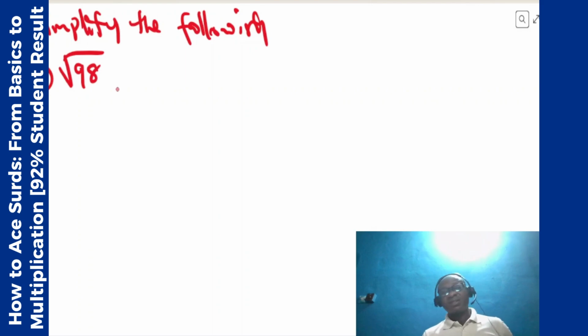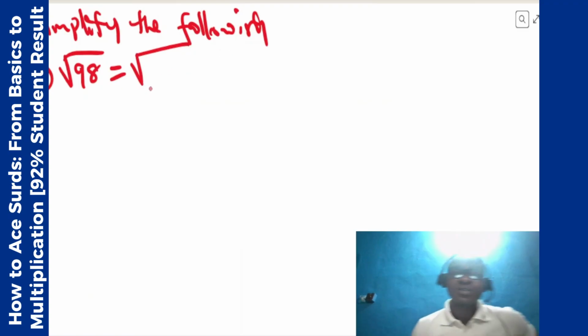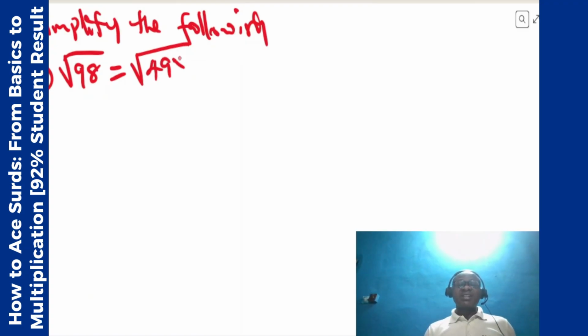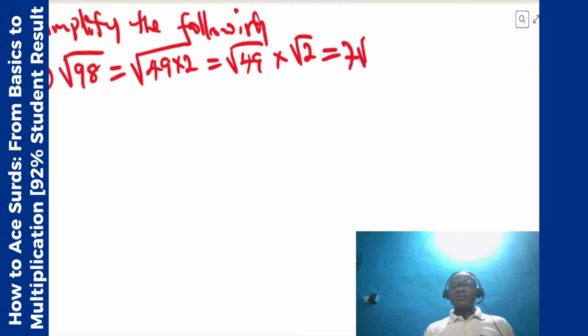Simplify 98, okay? So what we are going to do here is to find a factor of 98 that must be a perfect square. Those numbers I have given you, their square roots are called perfect squares. So here I can decide to write 98 as 49 multiplied by 2, which means the square root of 49 multiplied by the square root of 2. But the square root of 49 is 7. Then we write root 2 attached to it. What that means is that root 2 is in the basic form because there is no square root of 2.